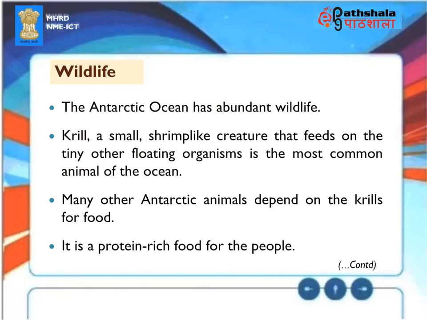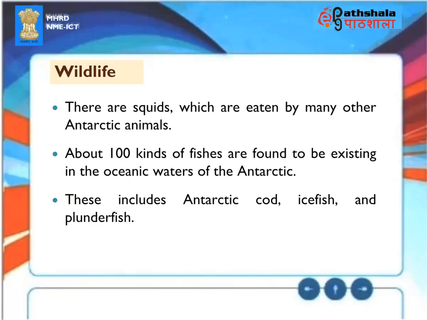Wildlife. The Antarctic Ocean has abundant wildlife. Krill, a small shrimp-like creature that feeds on the tiny floating organisms, is the most common animal of the ocean. Many other Antarctic animals depend on the krill for food. It is a protein-rich food for people. There are squids which are eaten by many other Antarctic animals. About 100 kinds of fishes are found to be existing in the oceanic waters of the Antarctic. These include Antarctic cod, icefish, and plunderfish.